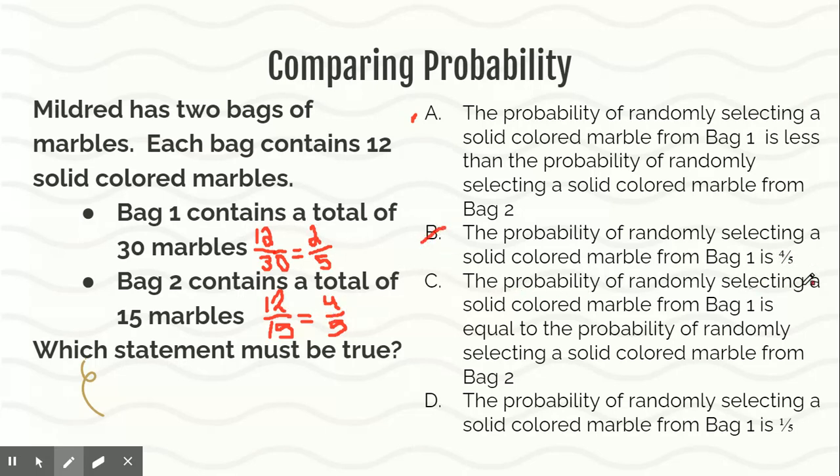The probability of selecting a solid colored marble from bag 1 is equal to the probability from bag 2. That's not true because these aren't equal. That's 2/5 and that's 4/5. The probability from bag 1 is 1/5? That's 2/5, so we know it's A. And that's all you have to do. Find the probability in your possibilities over here, and then go through and match to see which one matches up.